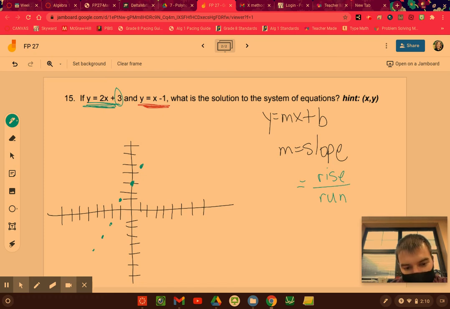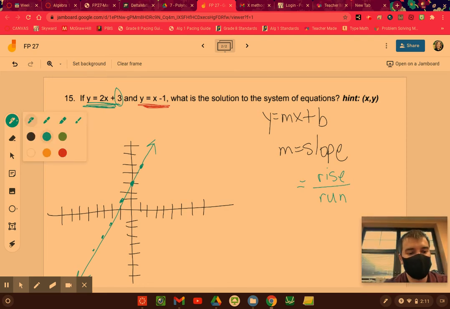My line drawing abilities on these Chromebooks are not the best. Yikes. Let's try one more time, see if I can get any better. My point is off a little bit right here. You know what? We kind of get the gist. So there we go. So there's our 2x plus 3.